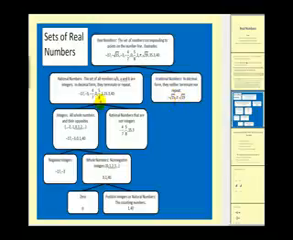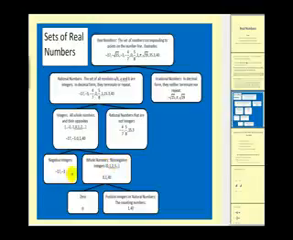Now if we take a look at the set of rational numbers, these can be broken down into integers and then rational numbers that are not integers. So here is the set of integers, and we can see these values fit into this set. And rational numbers that are not integers would consist of fractions and decimals. Integers can be broken down into negative integers and whole numbers.